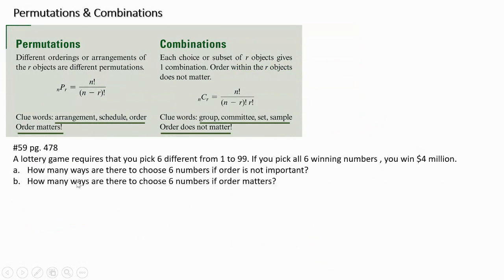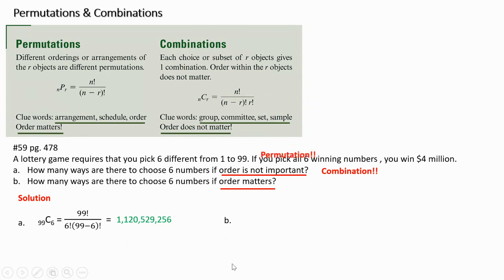Okay. Now, there's a number 59 on page 478. It says a lottery game requires that you pick six different numbers from 1 to 99. If you pick all six winning numbers, you win $4 million. How many ways are there to choose six numbers if order is not important? So that's going to be a combination for A. Okay. So it's going to be 99 combination 6. There's my solution, which is what? 1,120,529,256. That's a lot. Now for B.